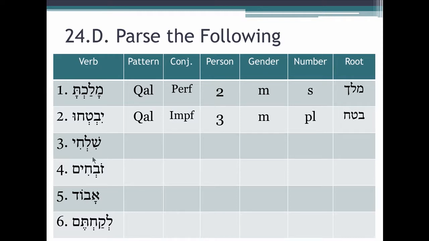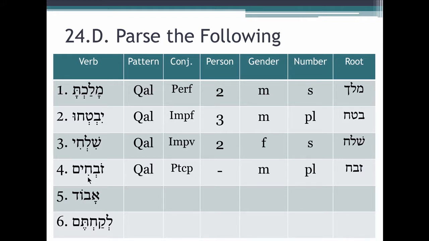Shilki, again, hireq yod. The only other place we'd see that would be a qal imperfect second feminine singular, but we don't have an imperfect here because we don't have a prefix. So if we lop the prefix off, that's what happens with an imperative. Qal imperative second feminine singular from shalach. Zovchim. The first vowel gives it away. O vowel, that's a sign of a participle. Im ending, it's a masculine plural participle.